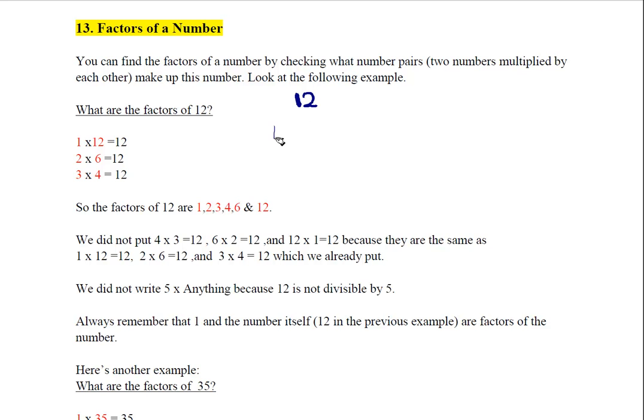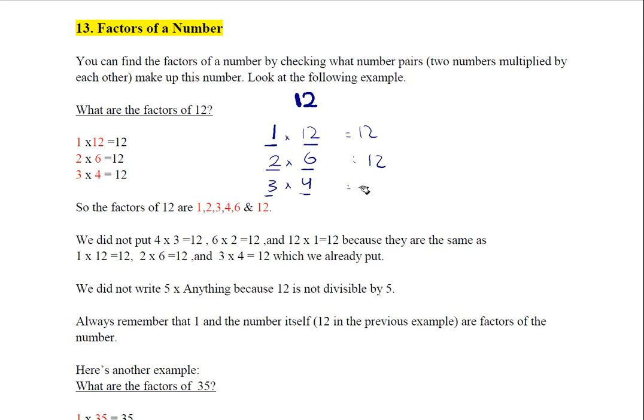We say, okay, factors. The first factor of any number is 1 and itself. Why? Because 1 times 12 equals 12. So these are factors, 1 and 12. Then you ask yourself, 2 times what equals 12? 6. So these are 2 factors. Okay, 3 times what equals 12? 4. Very good. 4 times what? 4 times 3. We already have that right here. 5 times what? 5 times nothing. 6 times what? 6 times 2.